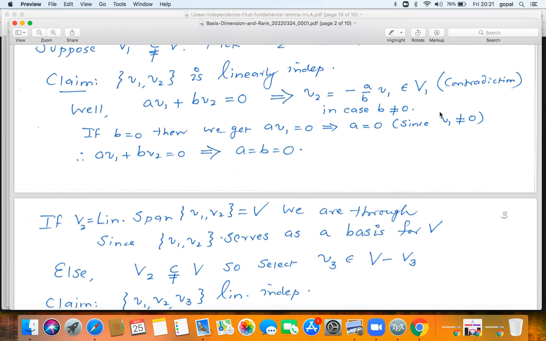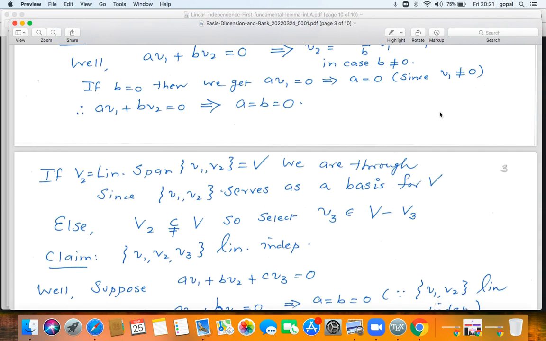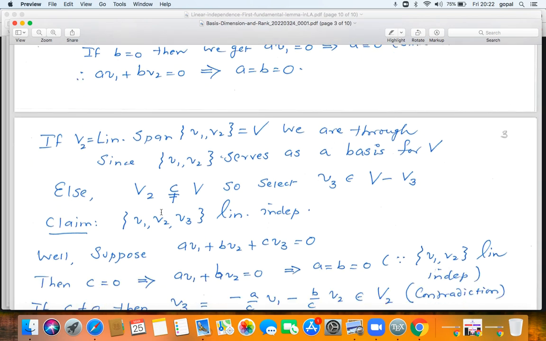Select a V3 which is in V minus capital V2. Oh, again, there's a typo here. I'm sorry. This should be a capital V2. So select a V3 which is in capital V minus capital V2, and look at this three element set V1, V2, V3. They're linearly independent.